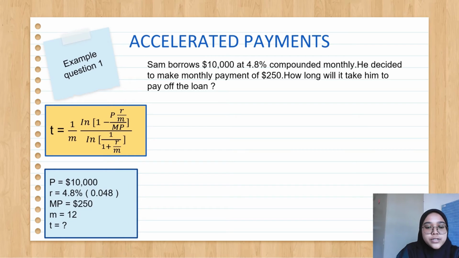Okay, so for this question, we use this formula. T equals 1 over M multiplied by ln, which we call the natural log, of 1 minus P multiplied by R over M, over MP, over ln of 1 over 1 plus R over M.